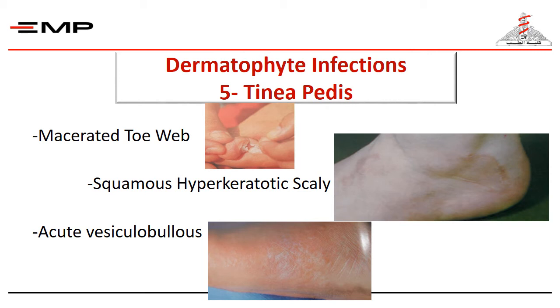The second type is what is called squamous hyperkeratotic or chronic scaly type of Tinea pedis. And the third type is acute vesiculobullous. The latter two conditions are less common than macerated toe web. Macerated web space can be a manifestation of one or more of the following: dermatophyte infection, candidal infection, or gram-negative bacterial infections.